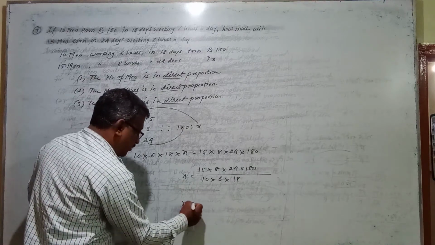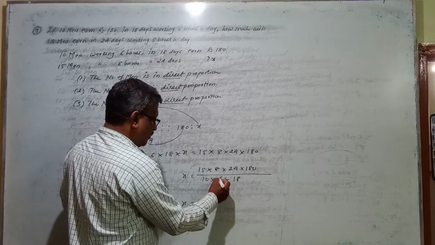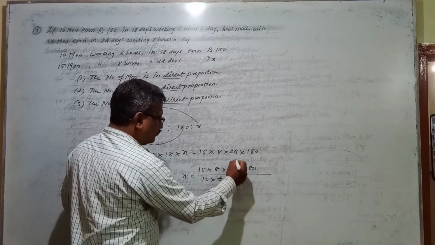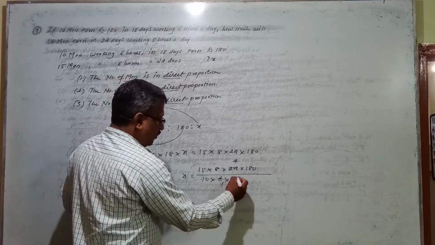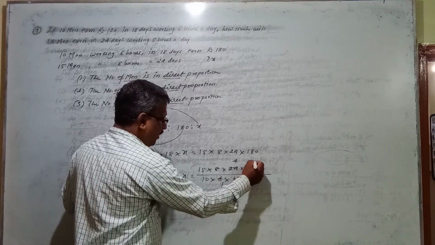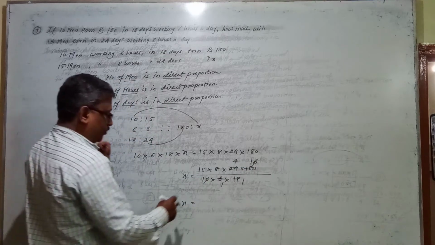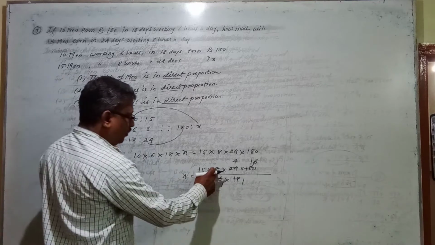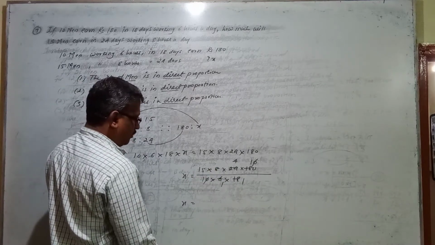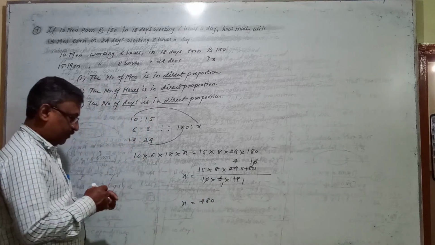So X is equal to, 6 1s are 6, 6 4s are 24. Then this 18 gets cancelled, and this 10 and this 10 get cancelled. So 15 4s are 60, and 60 into 8 gives you 480 rupees.